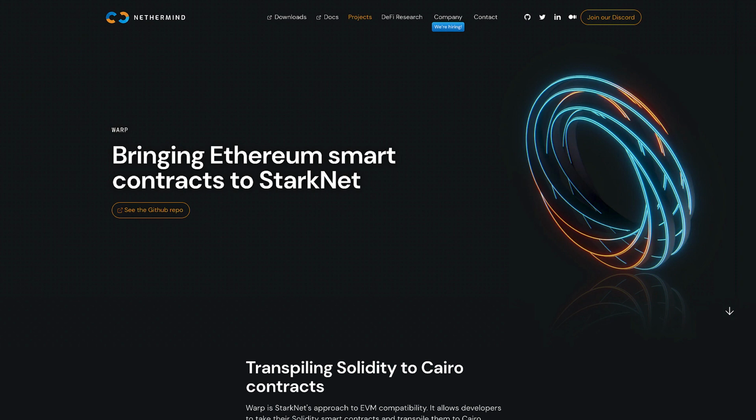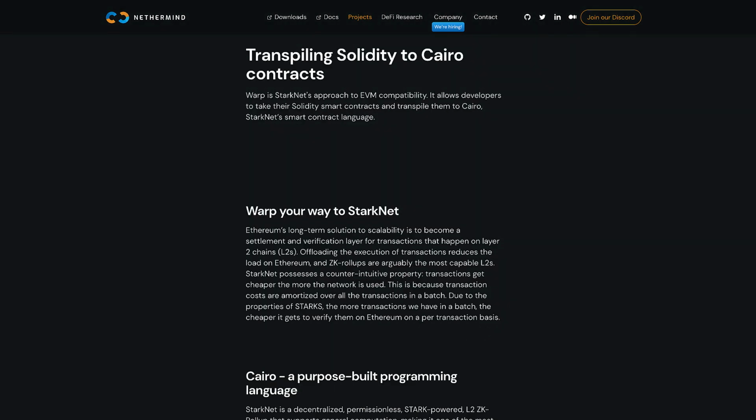Regarding their work on Starknet, they produced Warp, a compiler that allowed developers to transpile their Solidity contracts into fully operational Cairo contracts that can then be deployed on Starknet. For those of you who don't know it yet, Solidity is the most used language for writing smart contracts on Ethereum, and Cairo is the programming language used to work on Starknet and StarkEx.